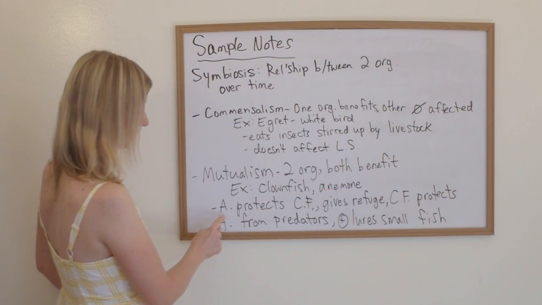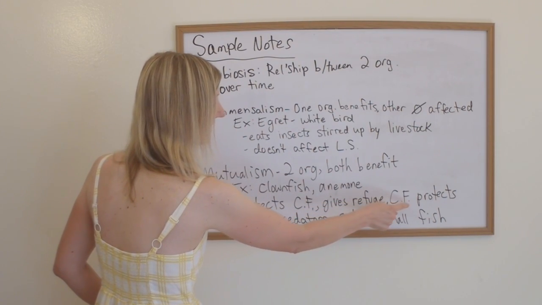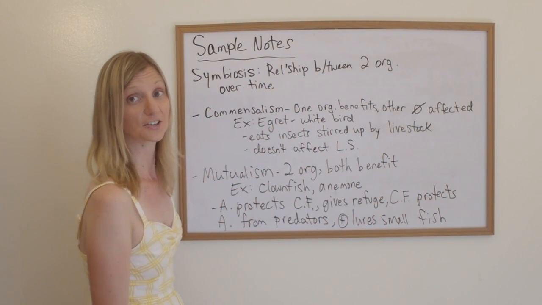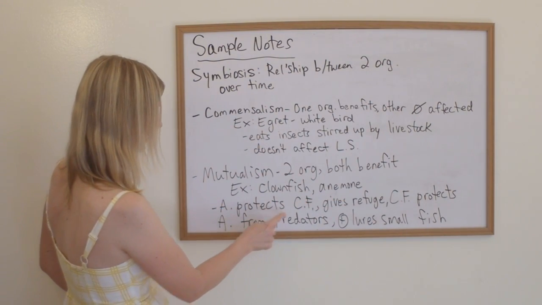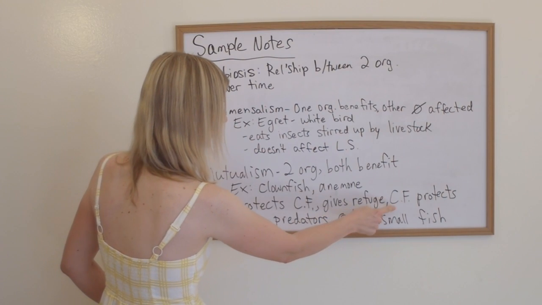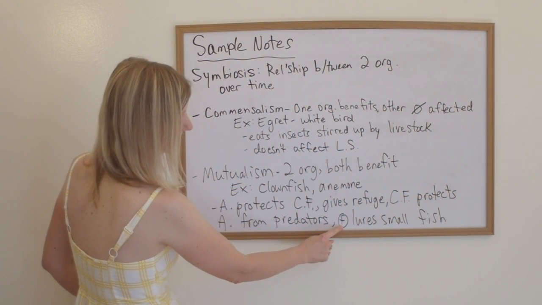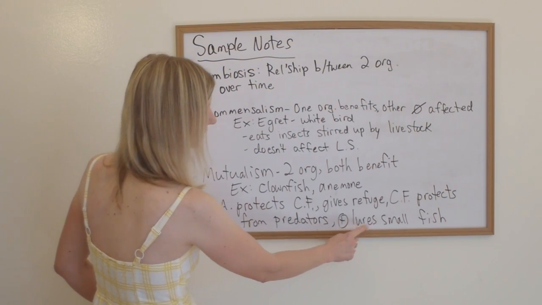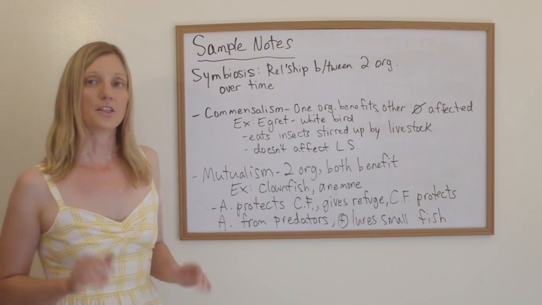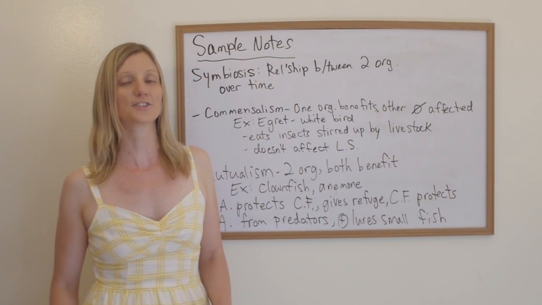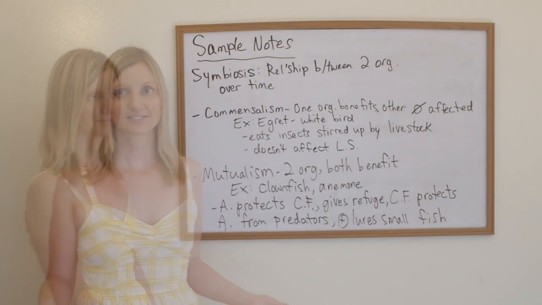Now, for anemone, I've switched to A because now I know that that's connected, and I started calling clownfish CF. Makes it a lot faster to take your notes if you do it this way. Clownfish, anemone. Anemone protects clownfish, gives it refuge. Clownfish protects anemone from predators. That's my symbol for and, the plus sign with a circle around it, lures small fish. So you need to find abbreviations like I've given you here that you're comfortable with and that you can understand when it's time for you to give your response.